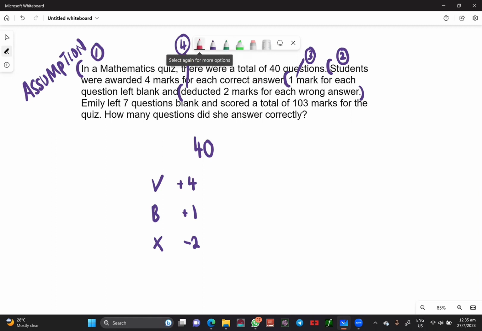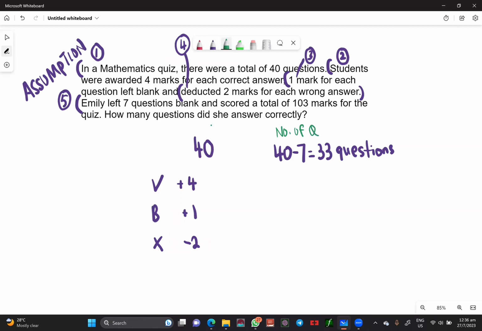Let's take a look at sentence number 5. Sentence number 5 says, Emily left 7 questions blank, which means she only answered 40 minus 7, which is equals to 33 questions. So the number of questions answered, maybe you can just add a caption over here: number of questions answered would be 33.